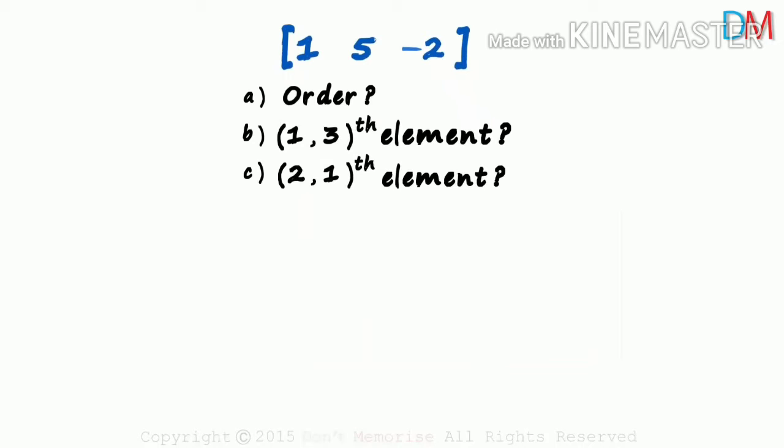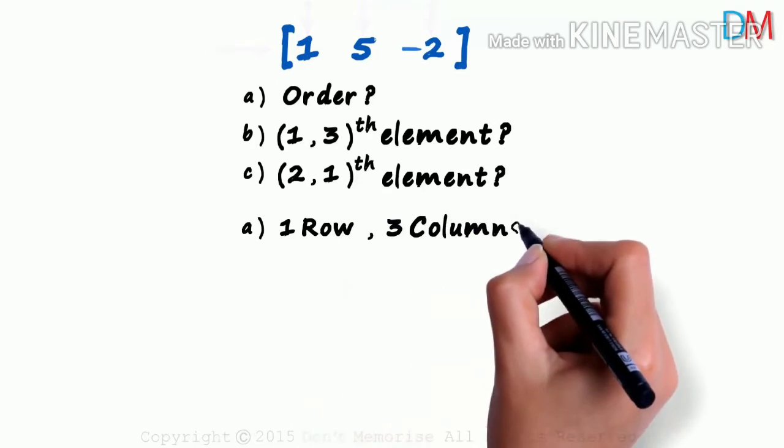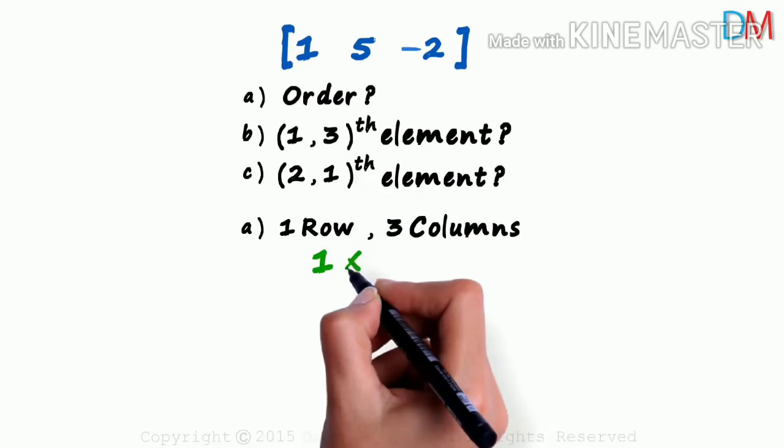Okay, let's zoom out and try answering the first question. Look at the matrix. It has 1 row and 3 columns. The order of the matrix will be 1 by 3.